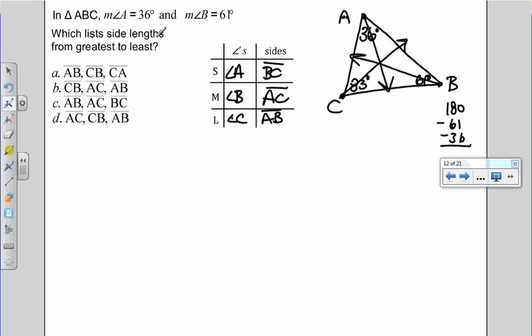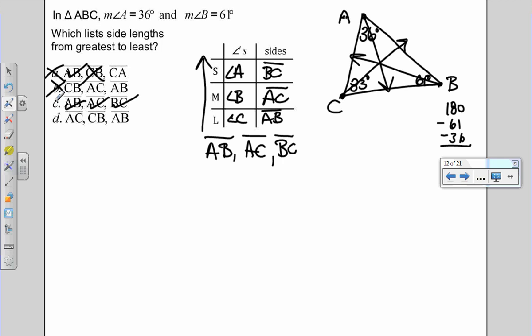So, which side lengths are listed from greatest to least? Greatest, biggest to smallest. So I'm going AB, AC, and then BC. And we're looking for this. AB, check. CB, no. Can't be A. Can't be B. C, we got AB, check. AC, check. BC, check.